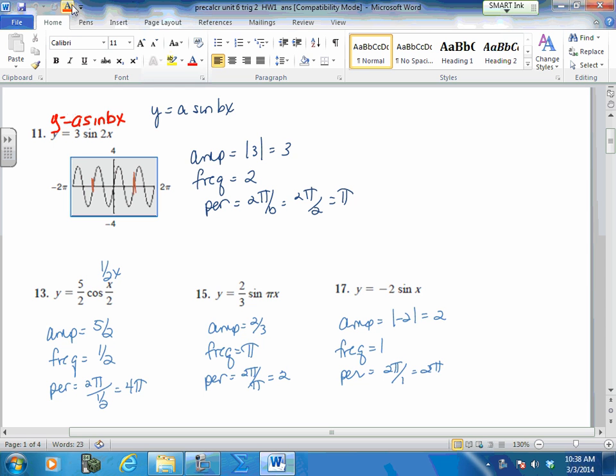Amplitude, your B is your frequency. How many complete curves in 2 pi? Therefore, your period is always 360 divided by that, or 2 pi divided by that. Sometimes it's easier in degrees to think of that. And then you can say, okay, if I need to complete 2 cycles in 360, then each one has to be 180. There's your period at pi.